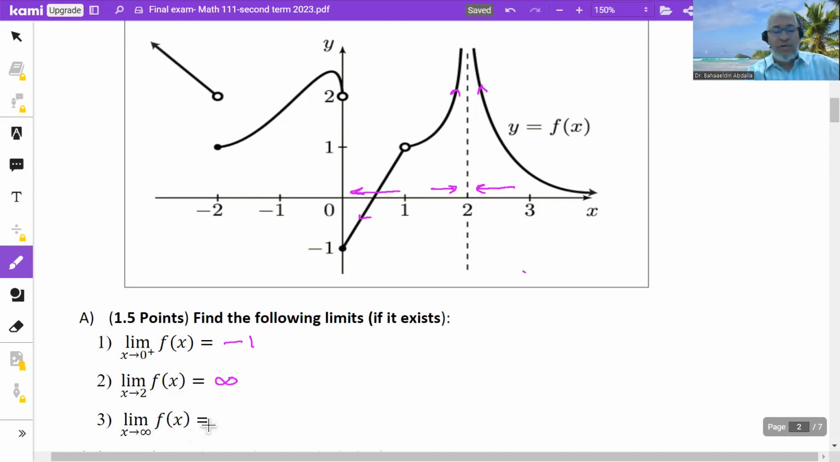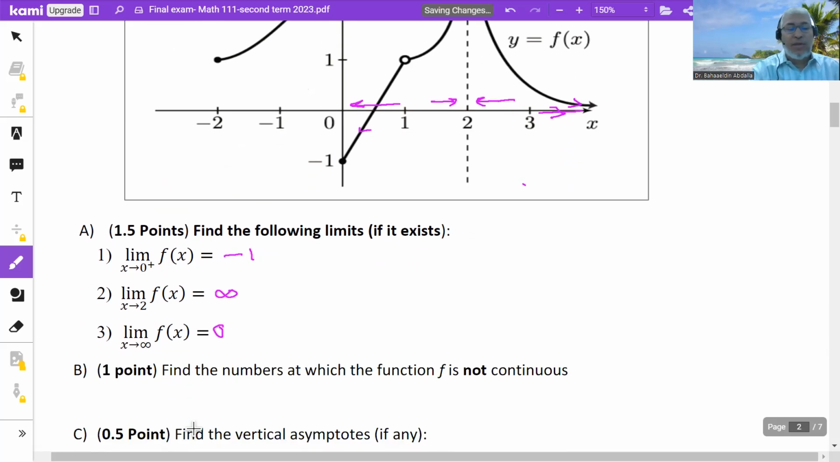What is the limit of f of x when x approaches infinity? X approaches infinity, so I'm going in this direction. The graph is going like this. It's approaching 0, approaching y equals 0.